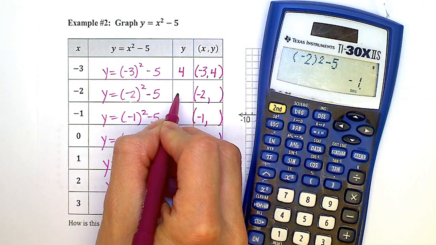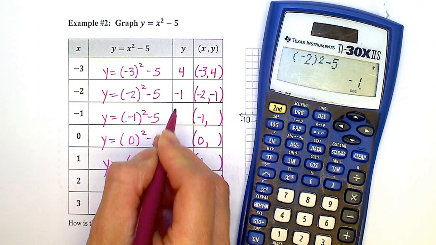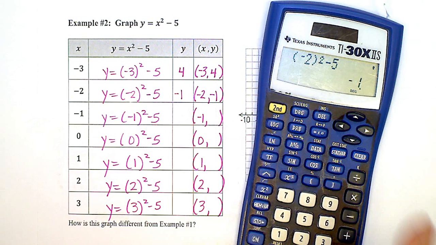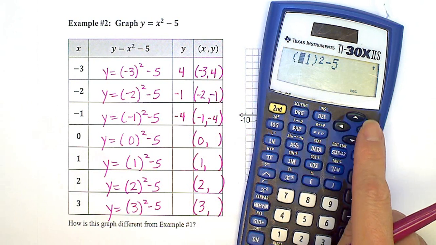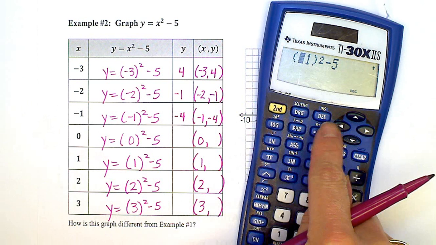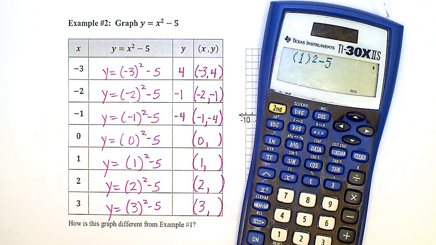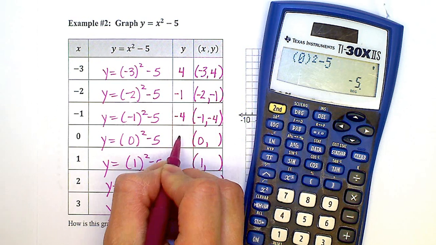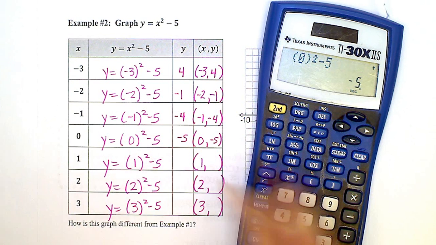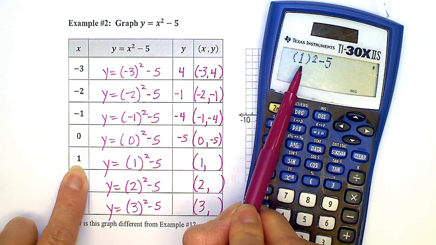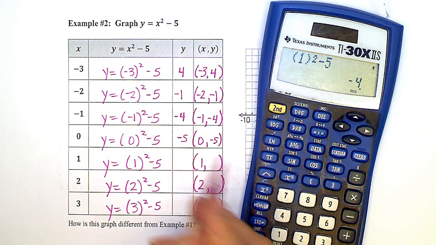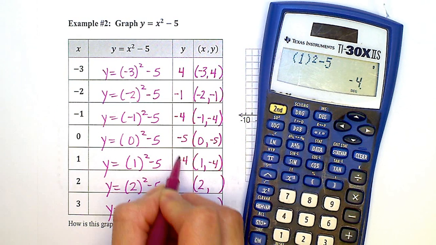So this time our answer is -1, so I'm going to put that here as my answer for my ordered pair. Arrow over, change -2 to -1. My answer is -4 this time. Arrow over. Now I'm going to go over the negative and hit the DEL key for delete. To delete the negative, replace that with a 0, and I get -5. Replace the 0 with a +1 now. So now I'm doing 1 squared minus 5, -4. And I'm starting to see some repeating numbers.